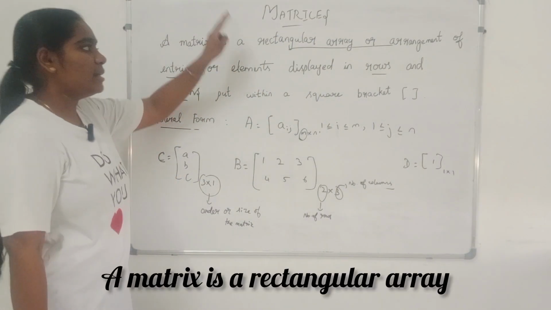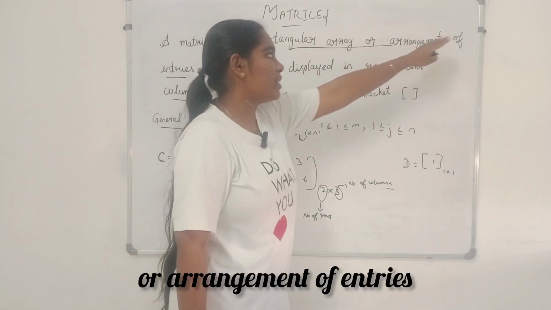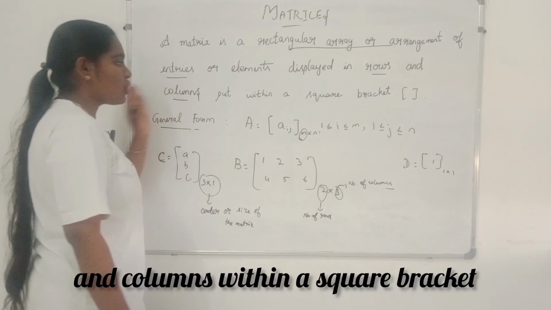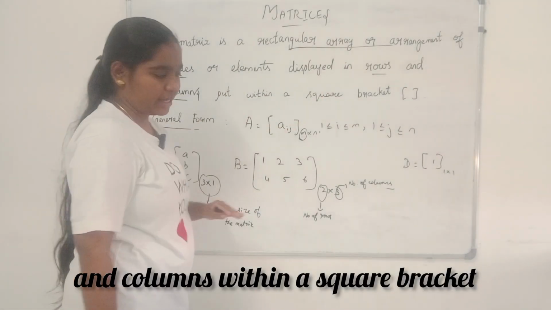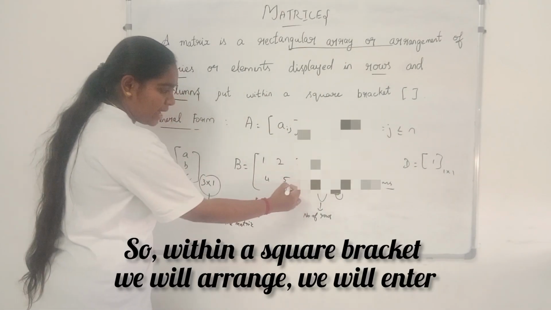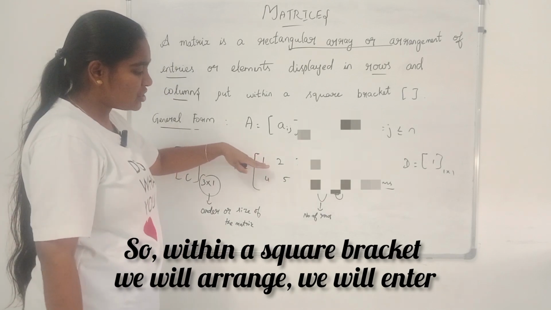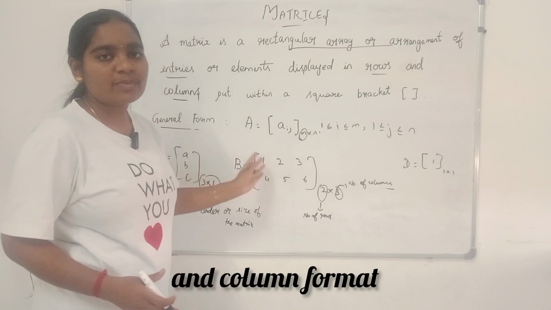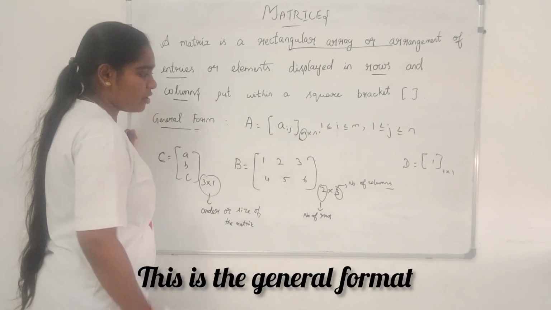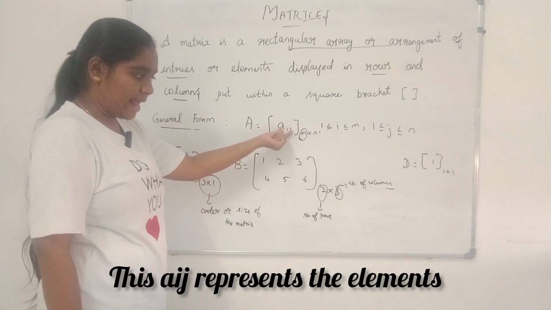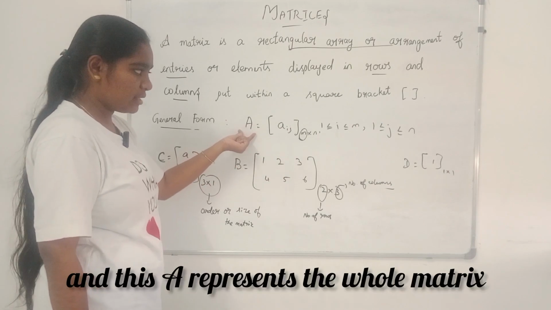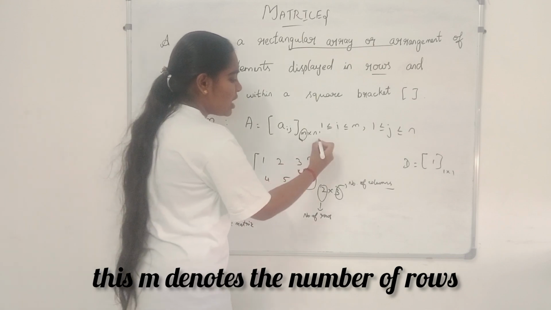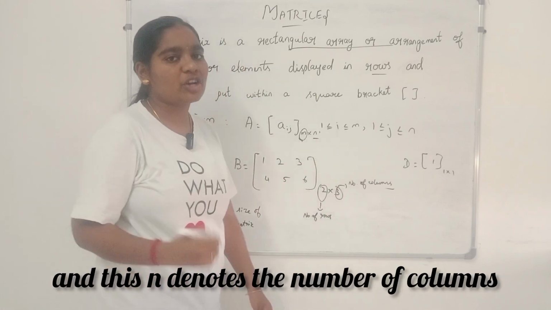A matrix is a rectangular array or arrangement of entries or elements displayed in rows and columns within a square bracket. So within a square bracket, we will enter the numbers in rows and column format. This is the general format. This Aij represent the elements and this A represent the whole matrix. This M cross N, this M denotes the number of rows and this N denotes the number of columns.